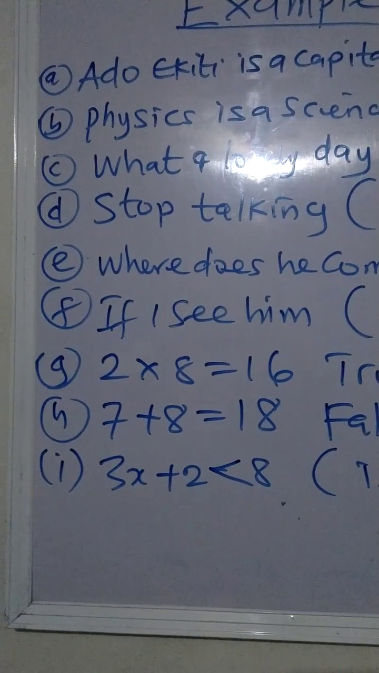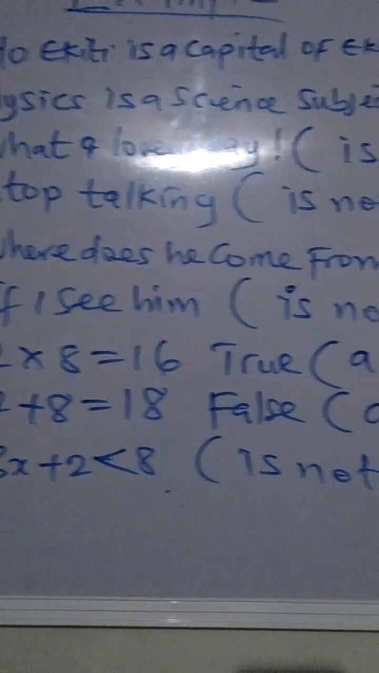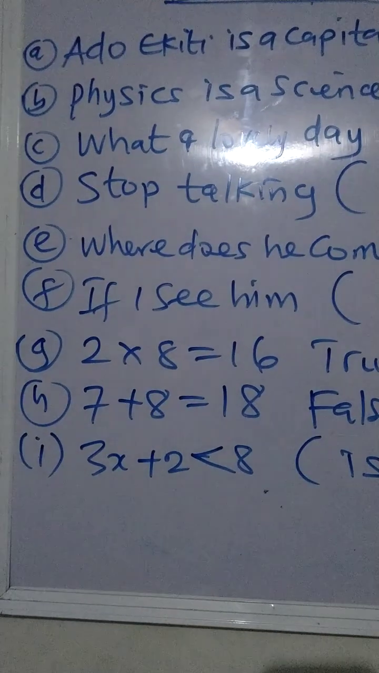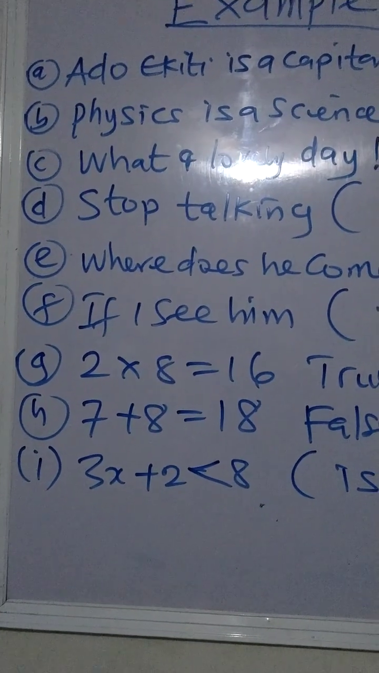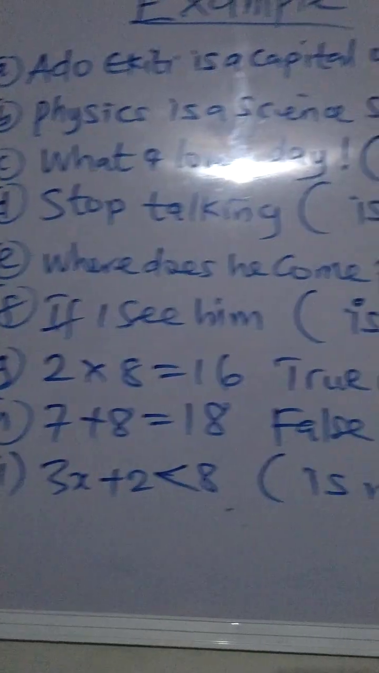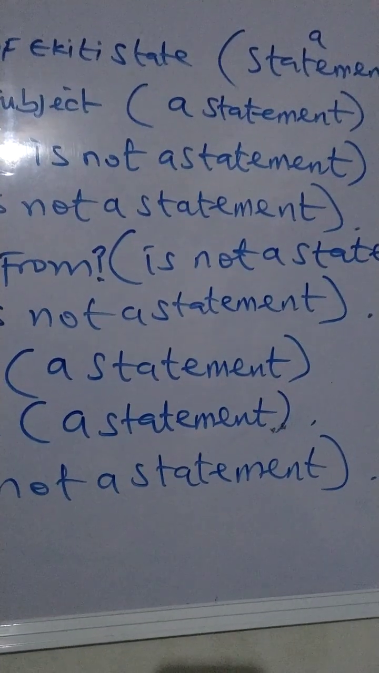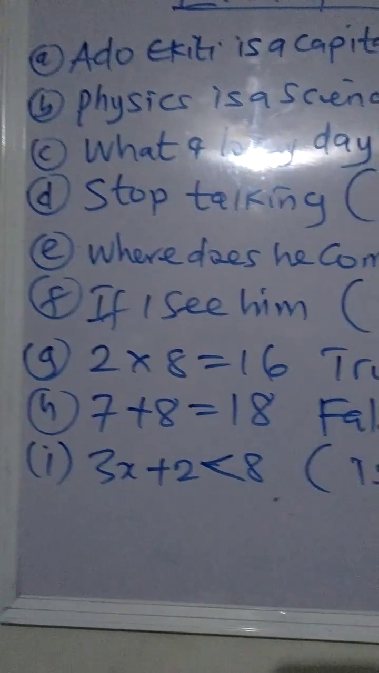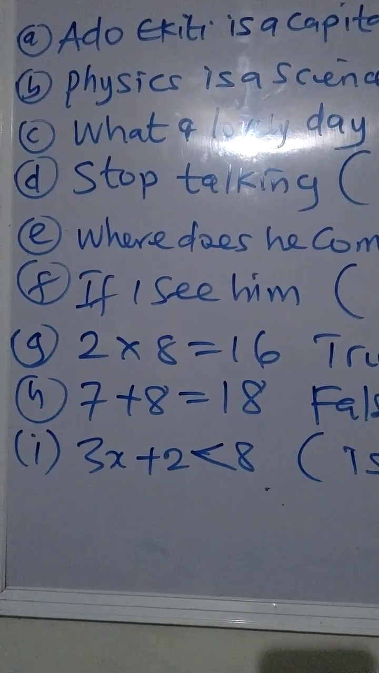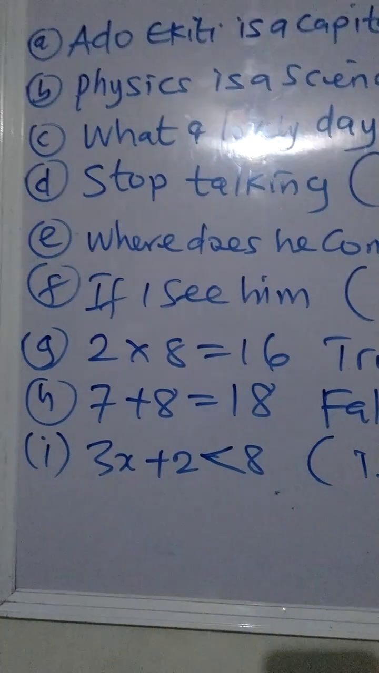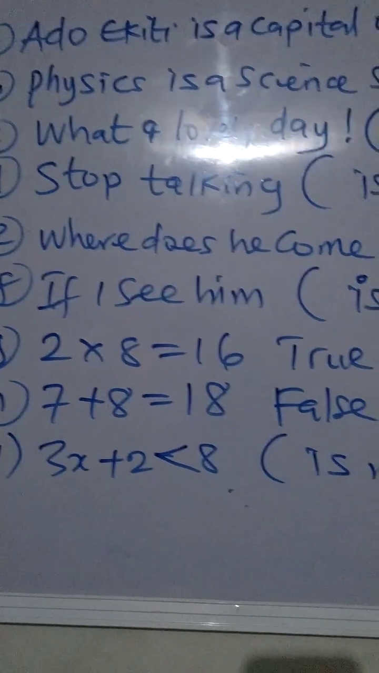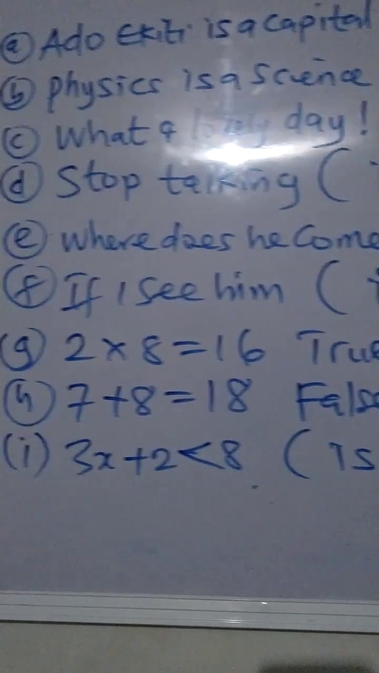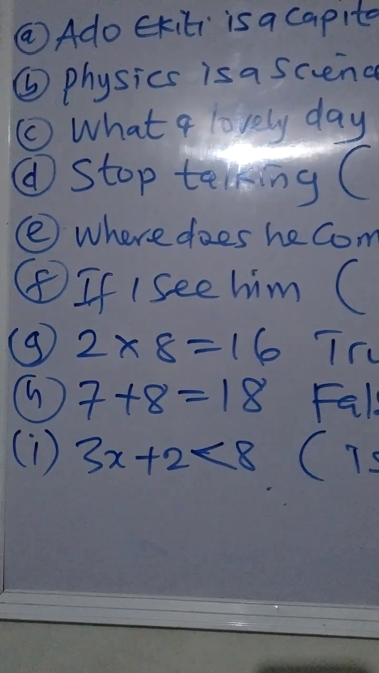All right, let's move to F. If I see him, then what would you have done or what would you do? If I see him is not a statement in logical reasoning. Let's move to the G part. 2 times 8 equals 16. It is true that 2 times 8 equals 16, so it is a statement.